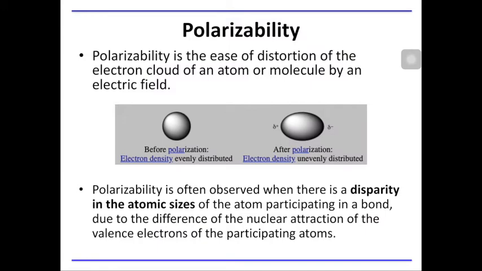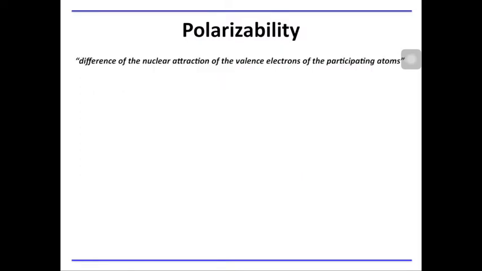Another determinant of covalent character is polarizability. By definition, polarizability is the ease of distortion of the electron cloud of an atom or molecule by an electric field. So suppose this one is your electron cloud before polarization. When an electric field is applied to your molecule or atom, the molecule is seen to be polarized, meaning it assumes an instantaneous dipole, with partially negative and partially positive ends. In the context of organic chemistry, polarizability is often observed when there is a disparity in the atomic sizes of the atoms participating in a bond, due to the difference in the nuclear attraction of the valence electrons of the participating atoms.